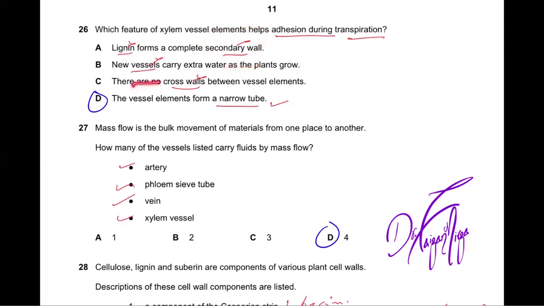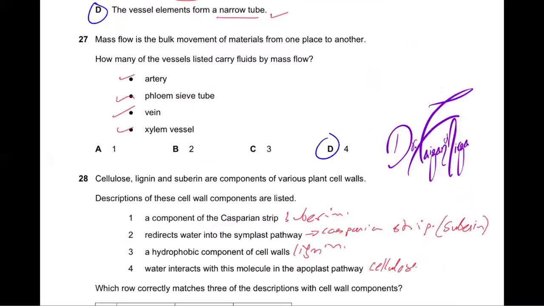The new vessels carry extra water? No, we have not studied that. There is no certain fact which can be related to adhesion as far as new vessels are concerned. There are no cross walls? Yes, this is correct, but this has nothing to do with adhesion, because adhesion is all about the property of water clinging to the walls of the vessel.